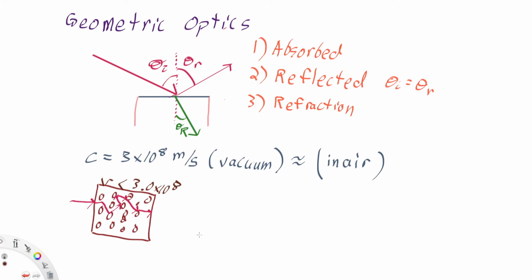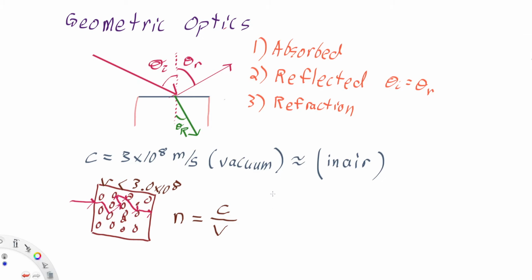So our index of refraction is the amount by which it's less, right? So the index of refraction is equal to the speed of light in a vacuum divided by the speed of light in a particular material. Okay? So the effective speed of light in glass, let's say, is slower than the 3 times 10 to the 8 meters per second that it would travel in a vacuum.